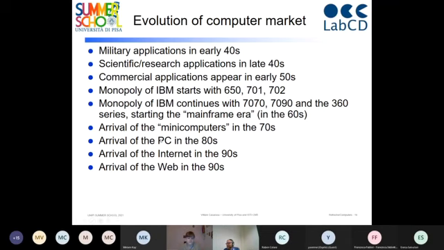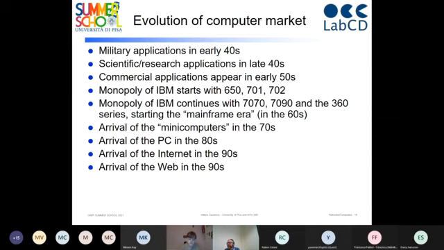With the PC, we do have the name of the inventor again: Steve Jobs and Steve Wozniak. But this was really the biggest revolution, because with the arrival of the PC, the mainframe really disappeared, and the computer market became really fragmented. But even more important, the users of computers started to be in the orders of millions and billions.